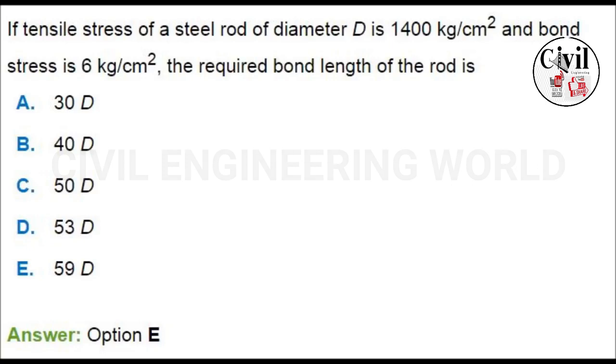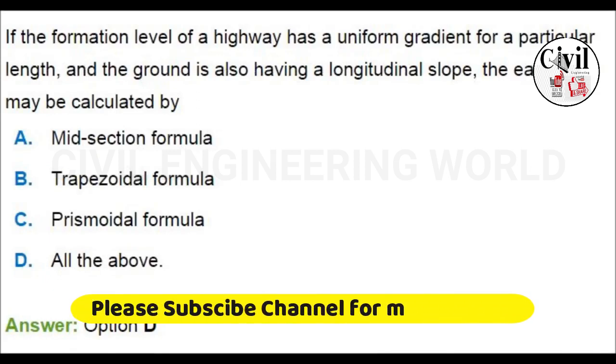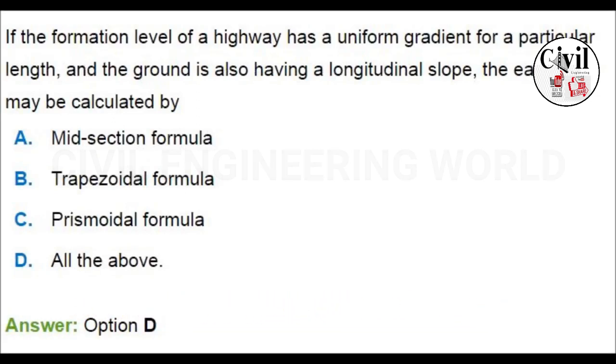Okay, that's fine. If the formation level of highway has a uniform gradient for particular length and the ground is having a longitudinal slope, then the earthwork may be calculated by using mid-section formula, trapezoidal formula, prismoidal formula, and also all of above. So all formulas are used. So D is the correct answer in this case.